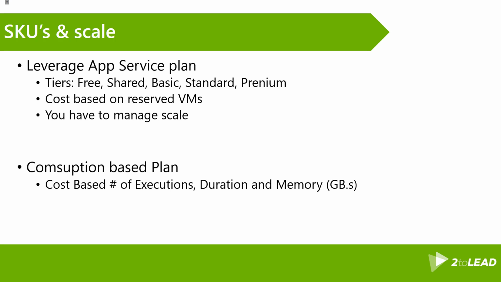Or you can go with a consumption plan, and the cost is based on the number of executions, how long they last, and how much memory you use. And they invented a new unit for that, gigabyte seconds. Keep in mind that the consumption plan, especially for bigger workloads, is usually more expensive, but you don't have to care about things, right? So it makes things a lot easier.